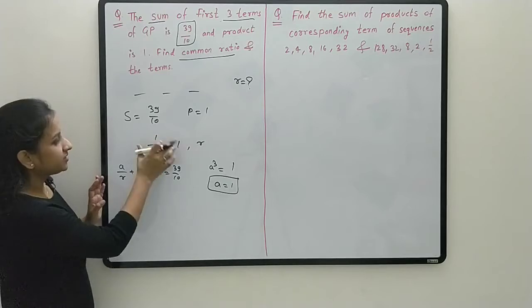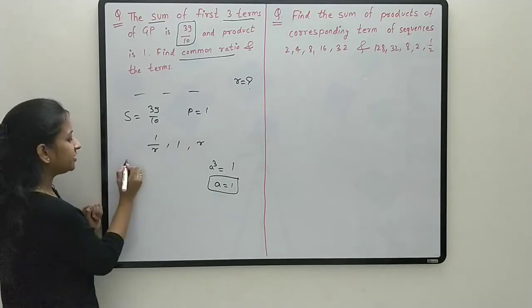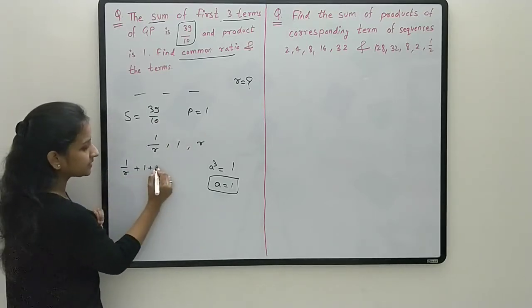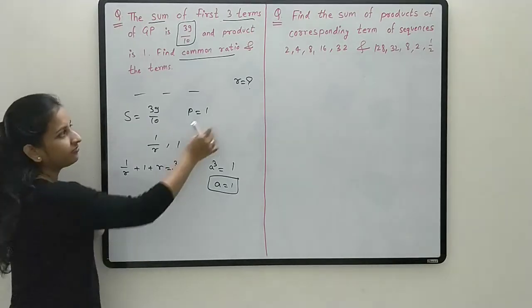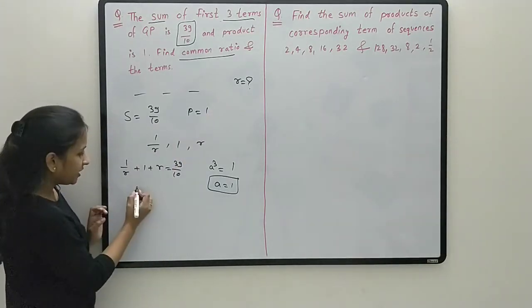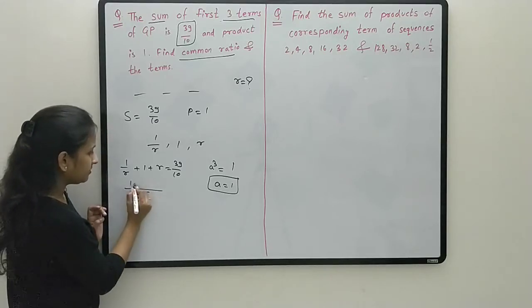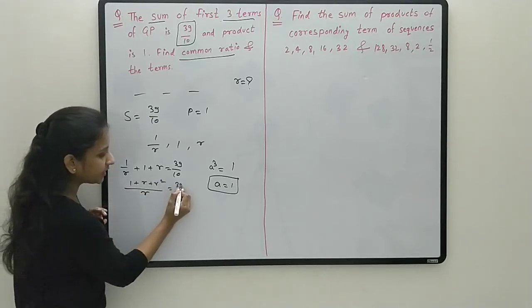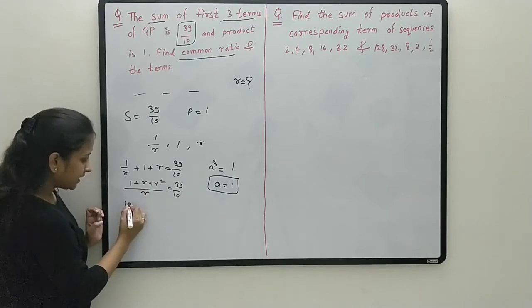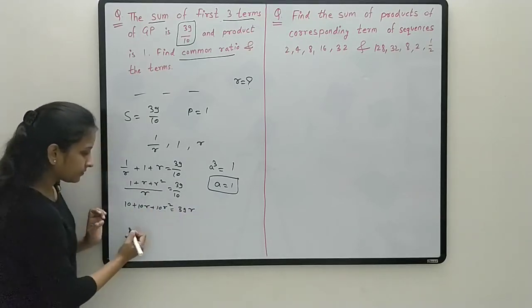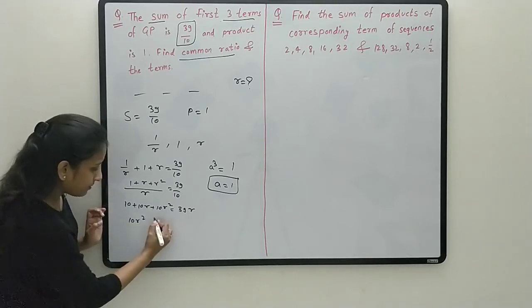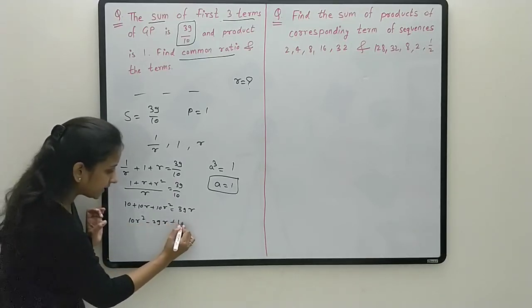Right? Easy. Now sum of the three terms is this. So we can write 1 by R plus 1 plus R is equal to 39 by 10. Now let's solve this and find the value of R. Okay. Now common denominator, LCM, (1 plus R square) is equal to 39 by 10. Cross multiplication, 10 plus 10R plus 10R square is equal to 39R. Now this is 10R square minus 29R plus 10.